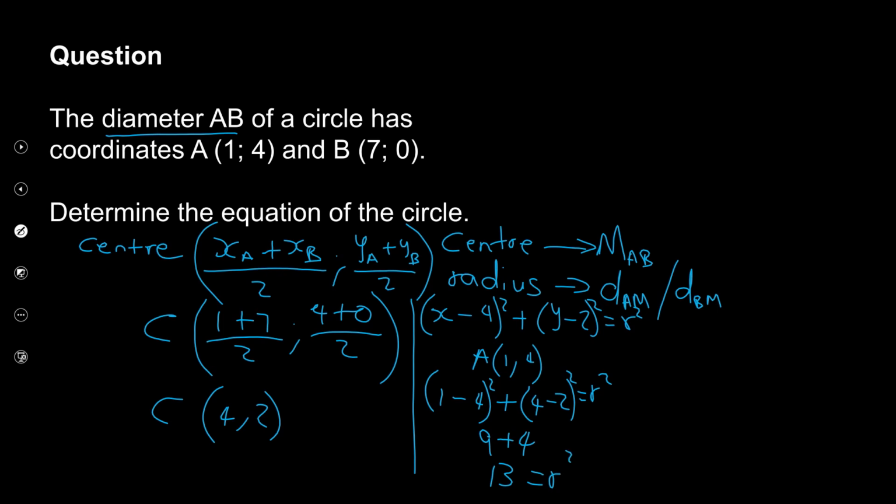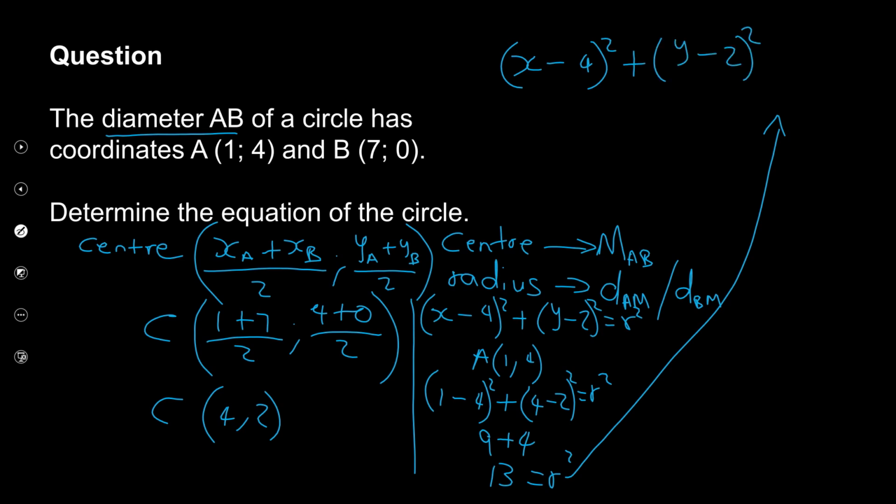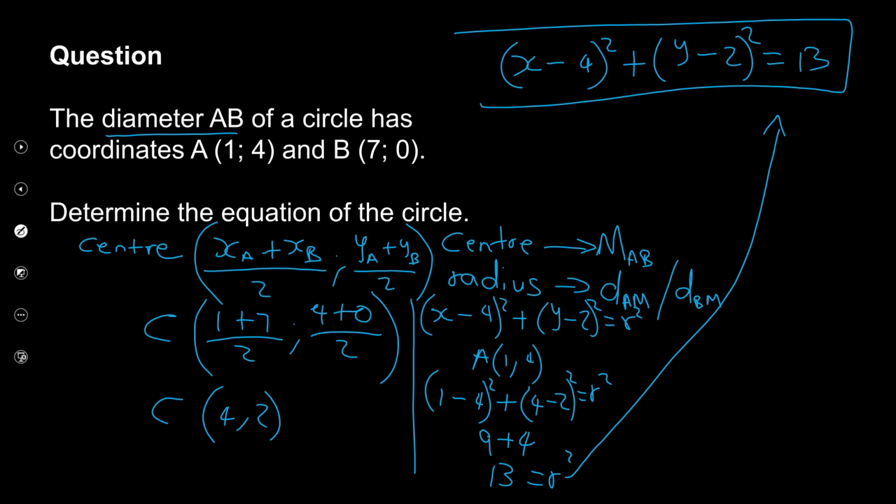And then I can now write it up there. My equation will be (x minus 4) squared plus (y minus 2) squared equals 13. And that's how you can find the equation of that circle.